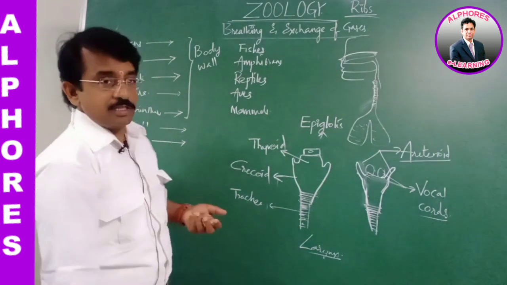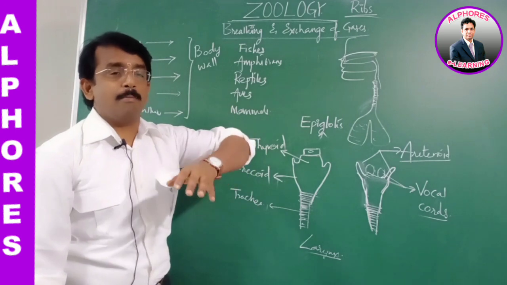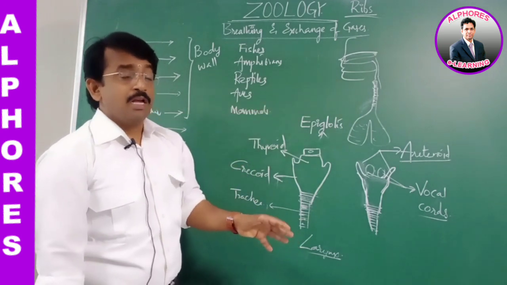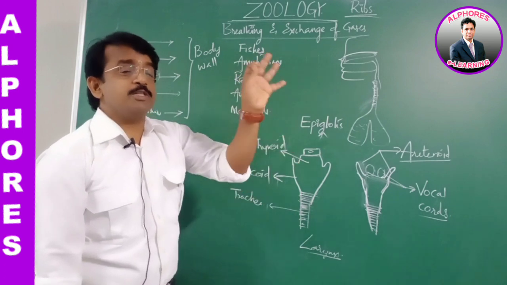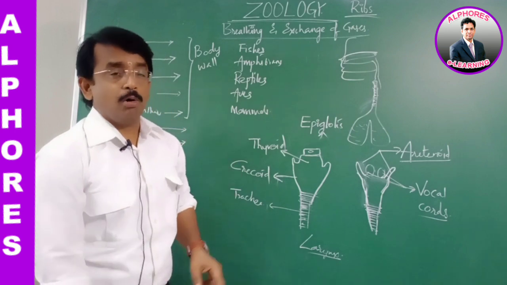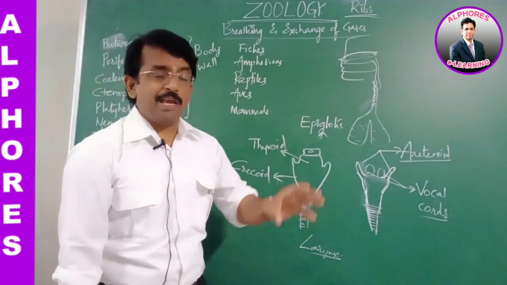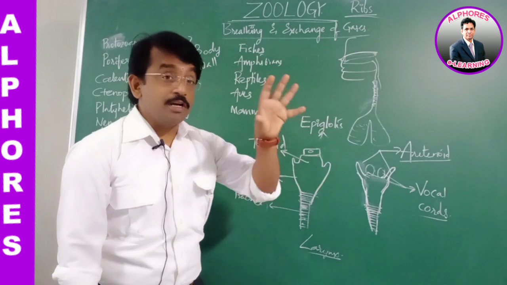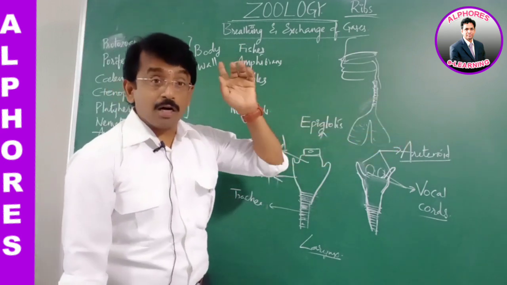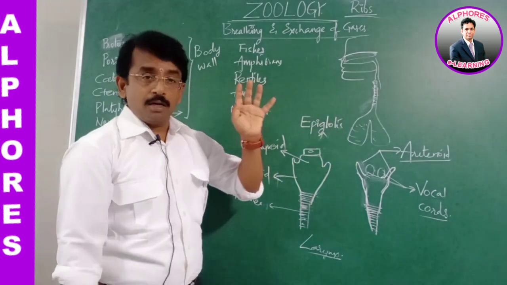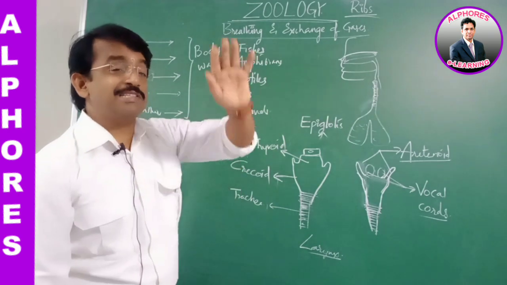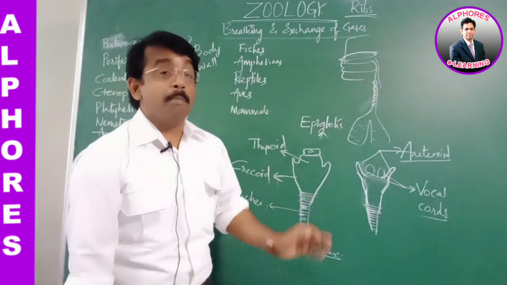Among these annelids, particularly in the earthworm, the body wall is kept moist. The moist condition facilitates the easy exchange of gases. That's the reason why the earthworm always keeps its body wall moist. The coelomic fluid keeps the body wall moist, and the glands present in the body wall produce mucus, which keeps it moist, so gases are easily exchanged by diffusion.